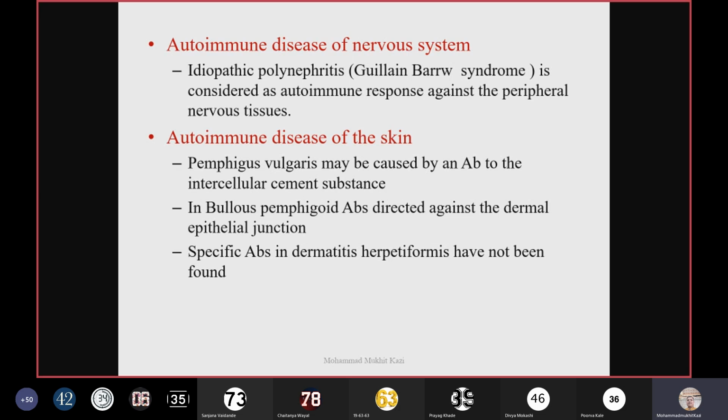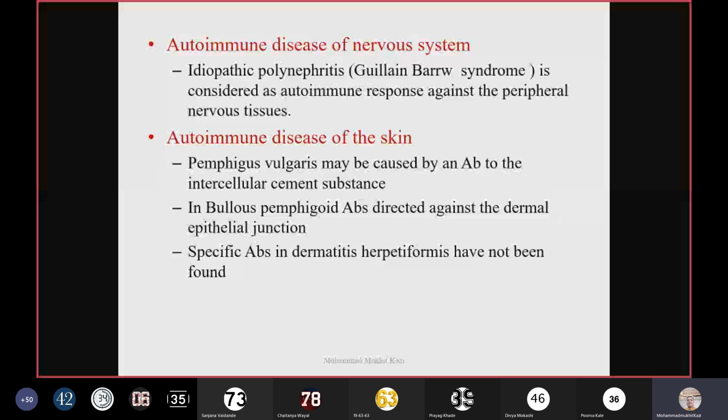Of course, the nervous system is also affected by autoimmune diseases, and the example is Guillain-Barré syndrome. Sorry, I made some spelling mistakes there. This is the idiopathic polyneuritis, which is considered an autoimmune response against the peripheral nervous system, and the example is Guillain-Barré syndrome.